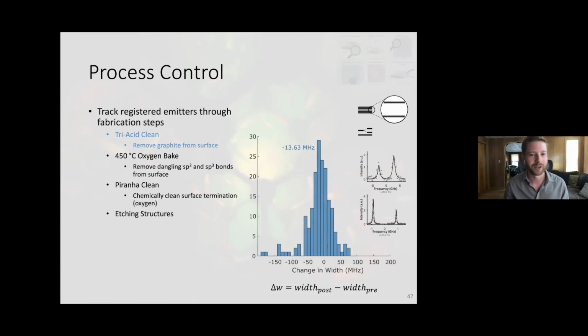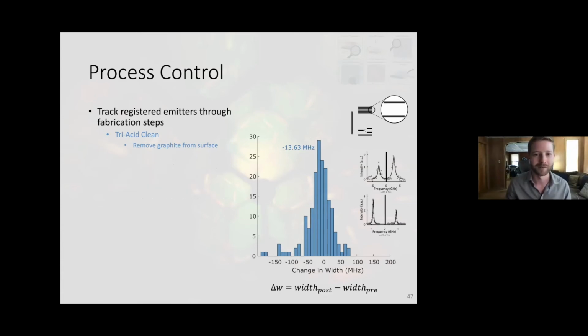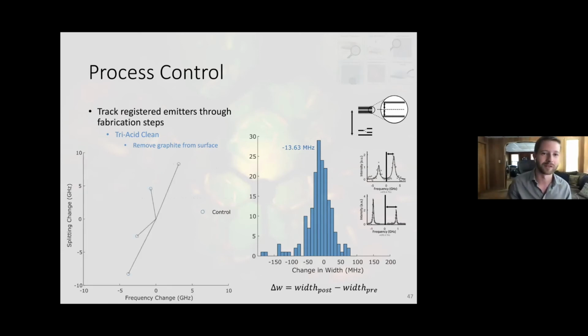And if we plot that in a histogram, we actually see a marginal improvement due to just the triacid clean, where we have about a 10 megahertz narrowing or improvement of that optical transition. Unfortunately, this is about as far as we got before things started to shut down, but we actually have quite a bit more data even with just this step. We have the position of that emission, the frequency of it, and the splitting of it. So if we plot the frequency on the x-axis and the splitting on the y-axis, we can plot that in 2 dimensions.